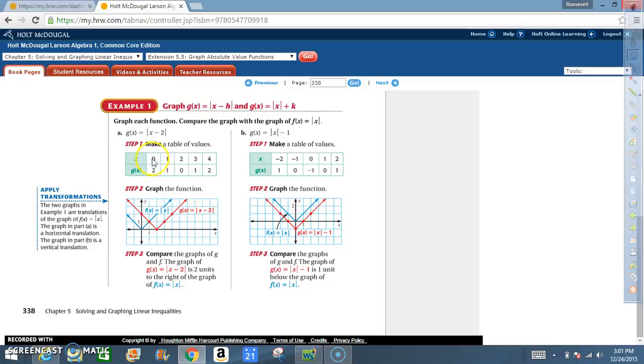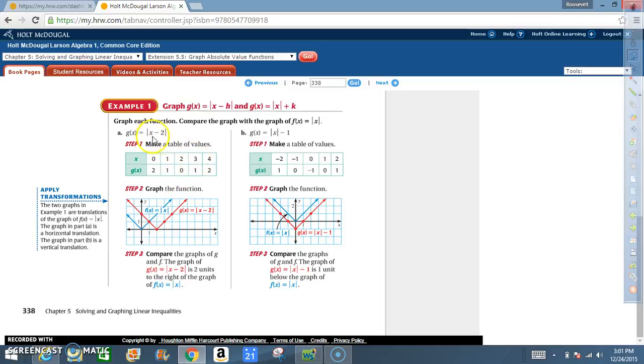Here, when x is 0, I'll take x and plug it into my absolute value equation. So here I will end up with 0 minus 2. What is 0 minus 2? A negative 2. What's the absolute value of a negative 2? 2. Next, I will put 1 in. 1 minus 2, that would be a negative 1. What's the absolute value of a negative 1? Positive 1. Next, I will put 2 in. 2 minus 2 is 0. Absolute value of 0 is 0.